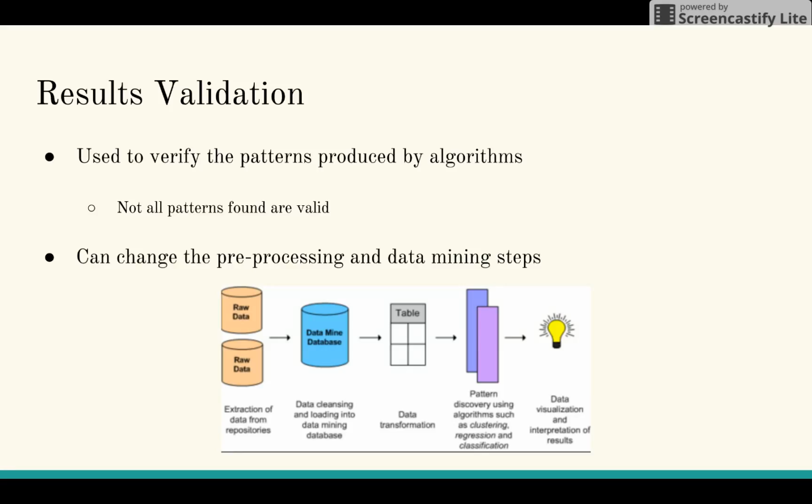Then the final step is results validation, which helps us to verify that the patterns produced by the data mining algorithms are actually correct. Sometimes information can be misused on purpose, and also unintentionally it can be misused. So this helps us to figure out which of this data is actually valid. After we find out which data is valid and which is not, we can then find out if these learned patterns meet the desired standards. If they do not, we then find it necessary to reevaluate and change the pre-processing and data mining steps if they do not meet our necessary requirements.